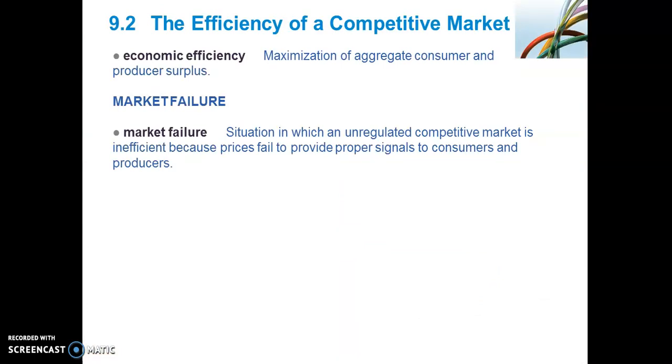Section 9.2 deals with the efficiency of a competitive market. So it is important for us to evaluate the efficiency of a competitive market. What do you understand by efficiency or economic efficiency? Economic efficiency is here defined as the maximization of aggregate or your total consumer surplus and producer surplus. So if you want to maximize it, of course, you want to get the most out of what you could get for your consumer and producer surplus.